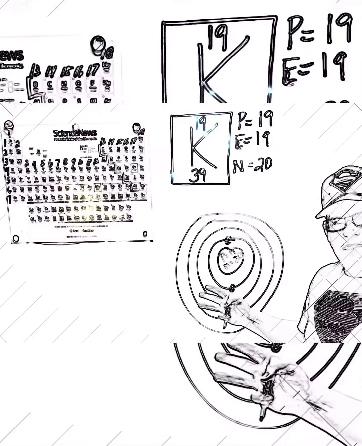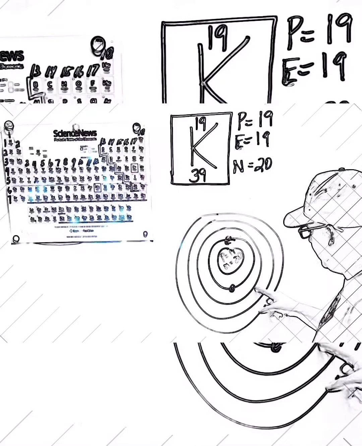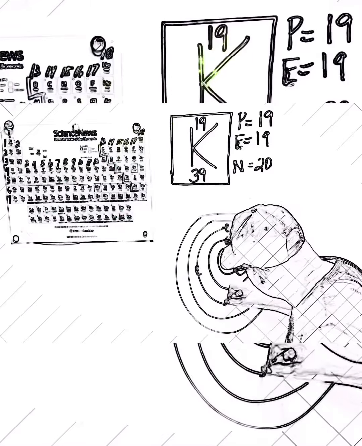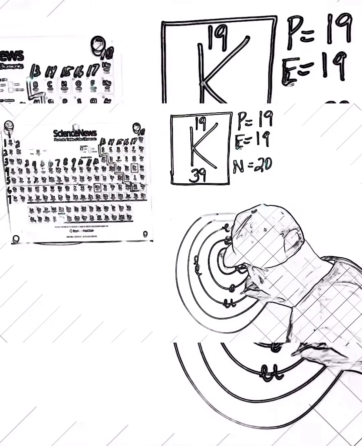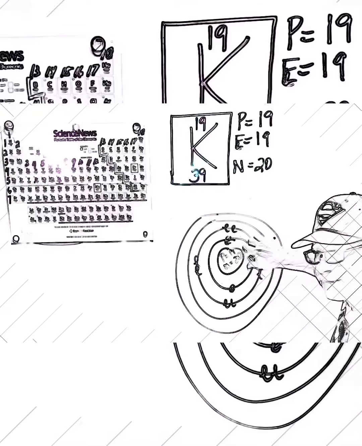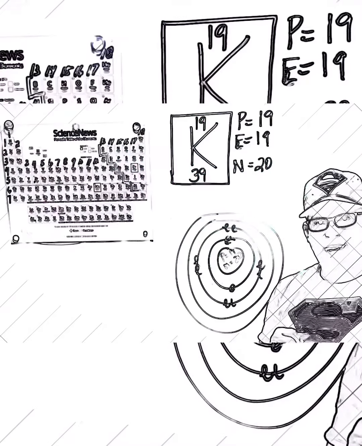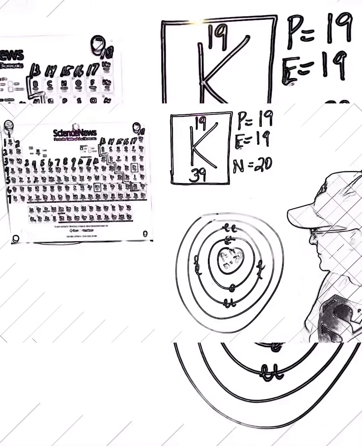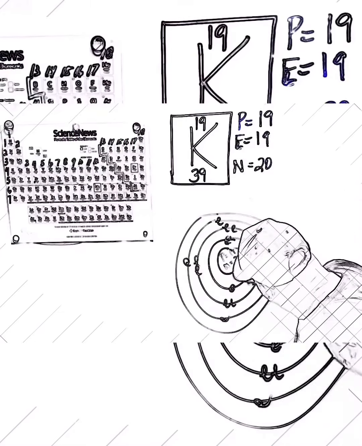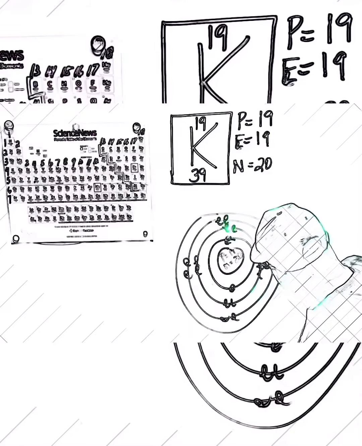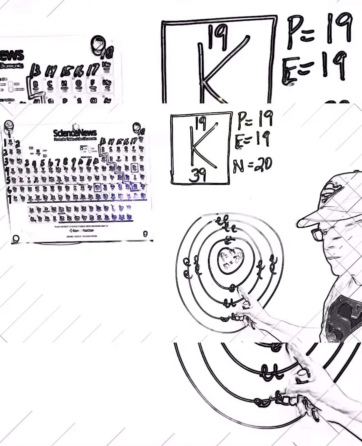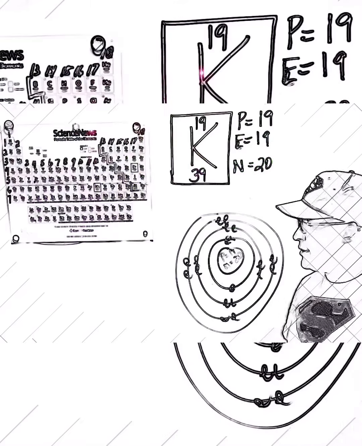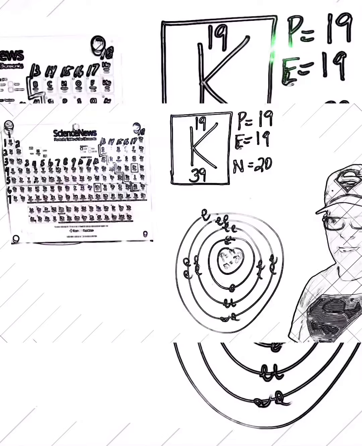Once that level is filled, it spills over into the next level, and I can only have 8 in the next level. So I'm going to put 1, 2, 3, 4, 5, 6, 7, 8. So now I've got 2 in the first, 8 in the second, that's a total of 10. So I need 9 more electrons. The third level can only hold 8, so I'm going to put 8 in the third level. 7, 8. So first level 2, next level 8, that's 10, next level 8 more, that's 18. So I need 1 more electron, and that's what's going to be in the very outside.